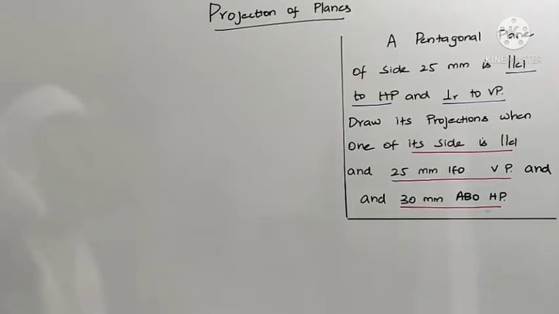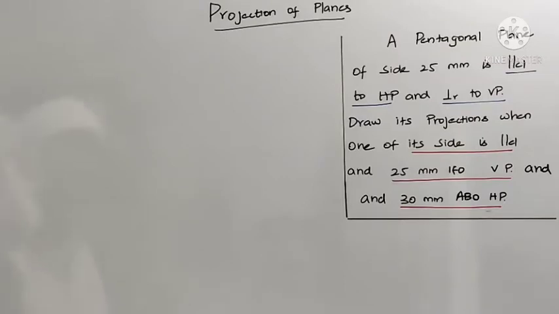Hello all, in this video I am going to discuss the projection of planes. The projection of planes can be classified into two types. One is the simple case. Simple case means that if the true size and shape of the plane is visible in either the front view or the top view, then that is called a simple case. If the true shape and size is not visible in both the front view and top view, then you need to use the change of position method to draw the projections.